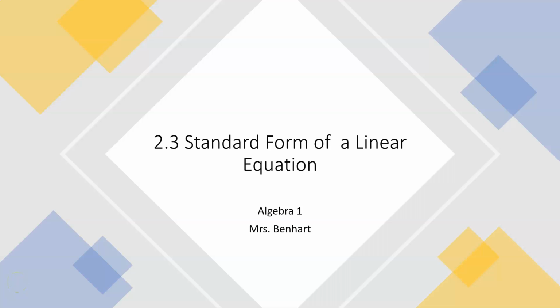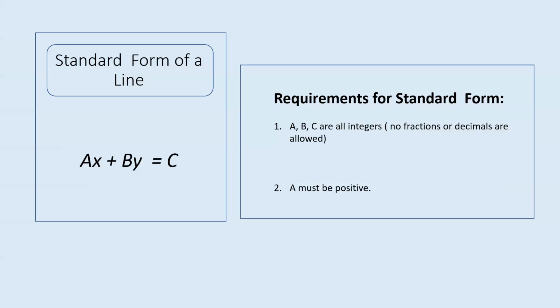Okay, today we're going to talk about standard form of a linear equation. We've talked about slope-intercept, and we've talked about point-slope. So this is our third form of linear equations. The standard form of a line is in the form ax plus by equals c.